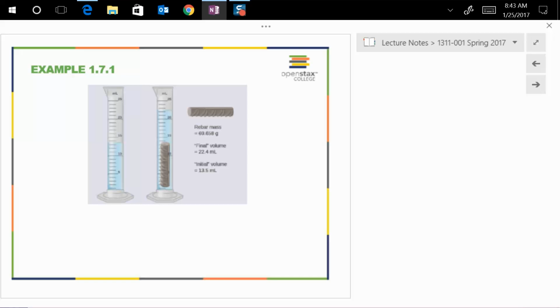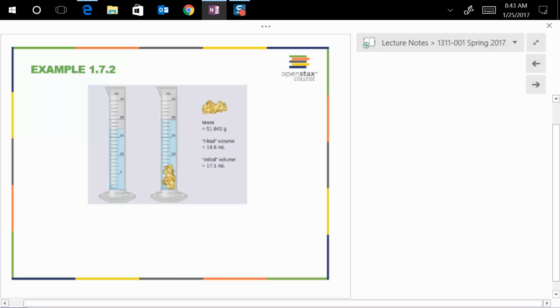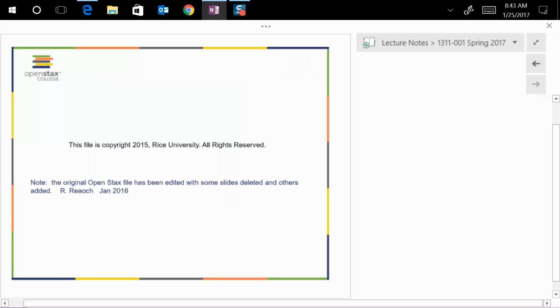So now I could easily find the density of this. I could go weigh it on a scale, find the density. I could displace it in water and find the volume, and then I could easily determine the density of it, the grams per milliliter. Okay, same idea here. Here's a piece of gold. You can displace it to find the volume because it would be impossible to know or measure the volume of that item otherwise. Okay.